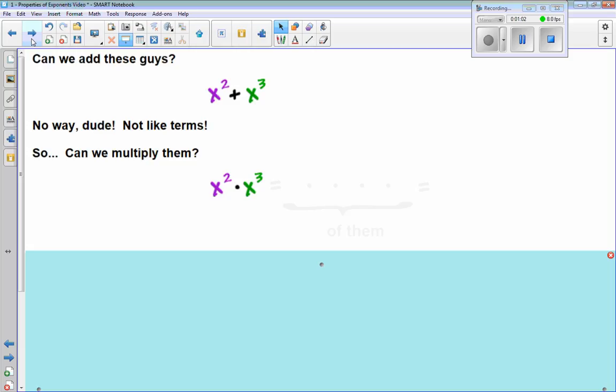Okay, so we have x squared times x cubed, and we know that x squared is just x times x, and x cubed is x times x times x. So we see if we combine these all, we actually have x 5 times, which means this simplifies to x to the 5th.